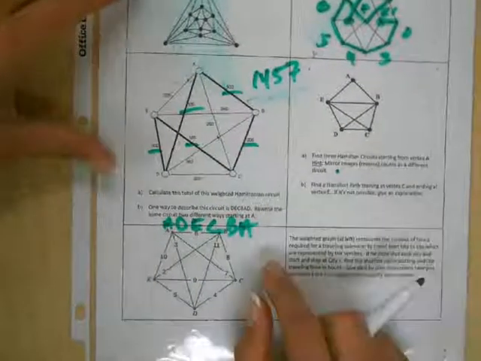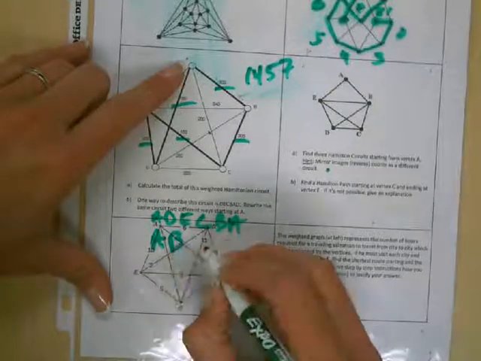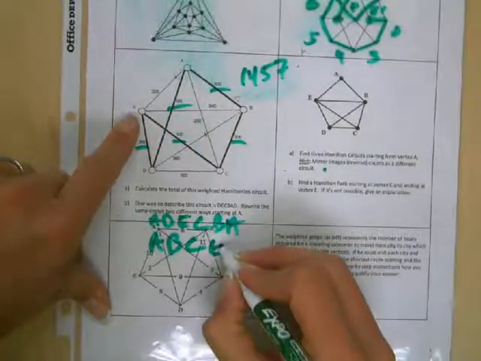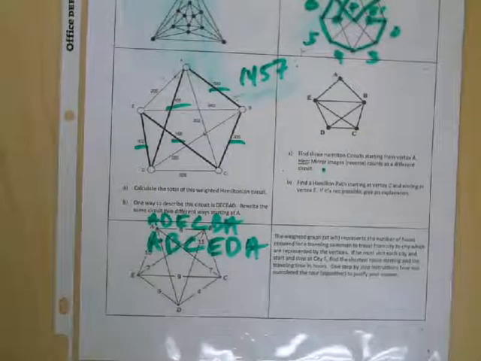Another way would be to go the opposite way. So even if I started at A again, I could have gone B and then C and then E and then D and then back to A. Same exact Hamiltonian circuit, but because it has a different route, we consider it to be a different one. So two different ways to write that, and that's all they were looking for there.